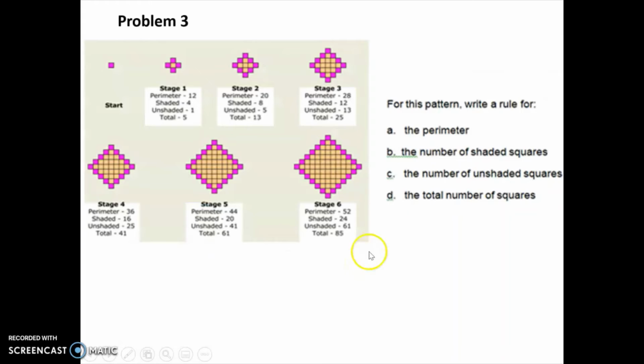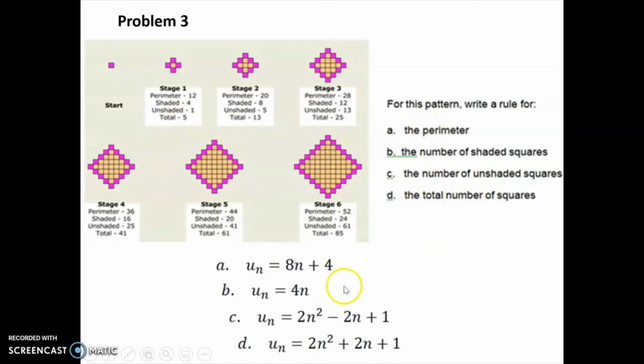This is problem 3. You are to create a rule for A, B, C, D. First one is the perimeter of these ones. And then, oh, wait, sorry, this is all one sequence. Make a sequence for perimeters, and the value is actually given to you: 12, 12, 20, 28, and so on. And then another rule for the number of shaded squares, and that's given to you as well, 4, 8, and so on. And the third pattern, number of unshaded squares, is given here also. And then the total number of squares. So 4 different sequences. Okay, check your work here.